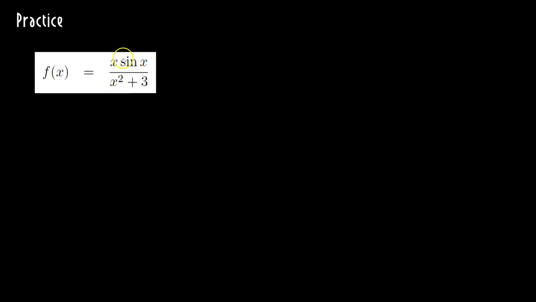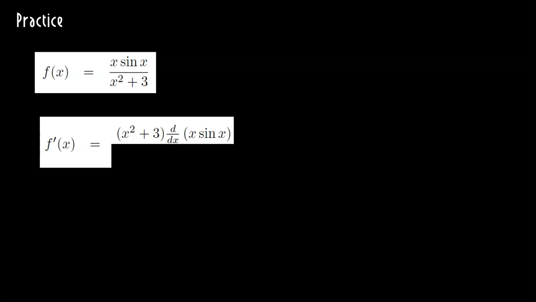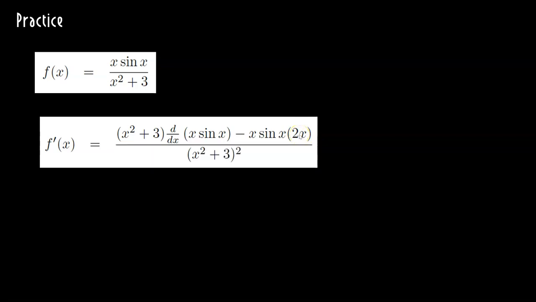I have a quotient, but I also have a product on the top. Take it one step at a time. Be neat, be careful. Start with just doing the quotient rule and ignoring the fact that that's a product for now. I have the bottom, I have x squared plus 3 times the derivative of the top. I'll do that in the next step. Minus the top times the derivative of the bottom. That's pretty straightforward. All over the bottom squared.